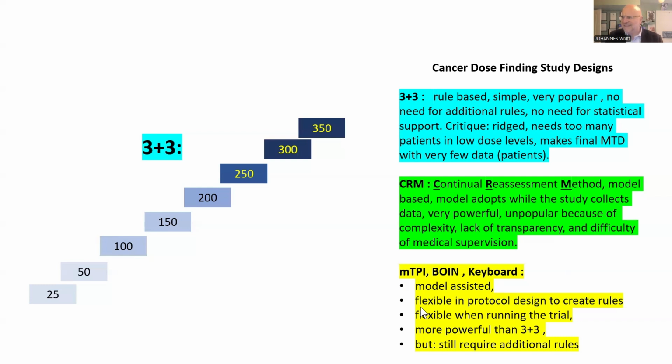They are more flexible than the 3+3 design, allow different numbers of patients enrolled in the different cohorts. They're also more flexible during running the trials. They're more powerful than 3+3, but maybe not quite as powerful as CRM, but they still require additional rules. You cannot just say we use BOIN design. You need to describe further things in the protocol. We'll come to this in a moment.